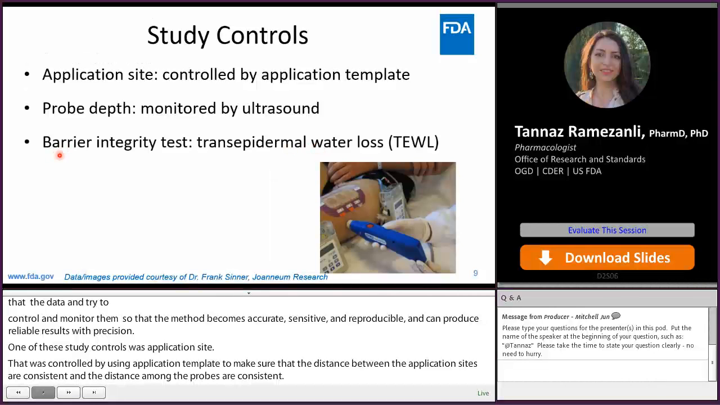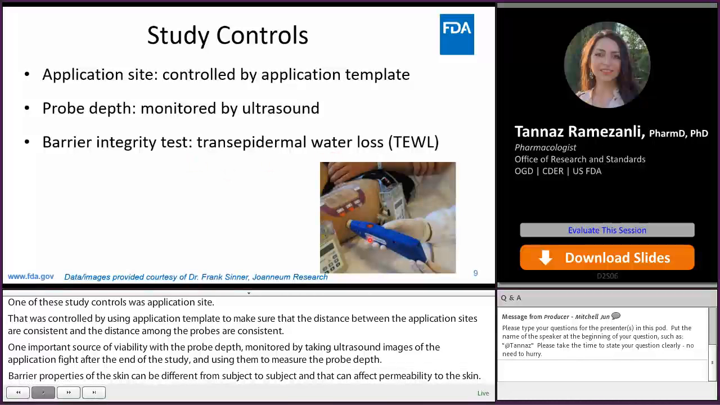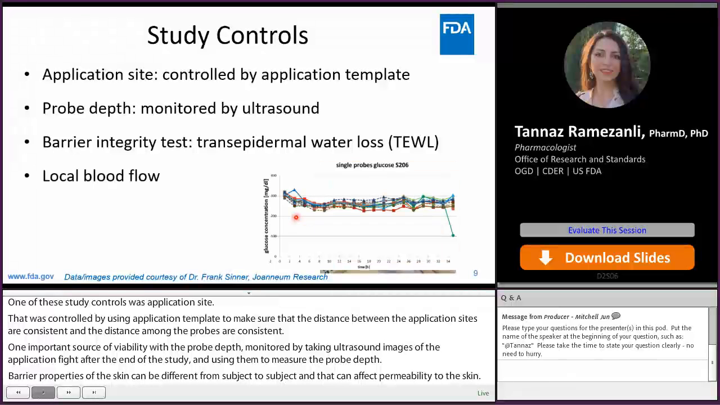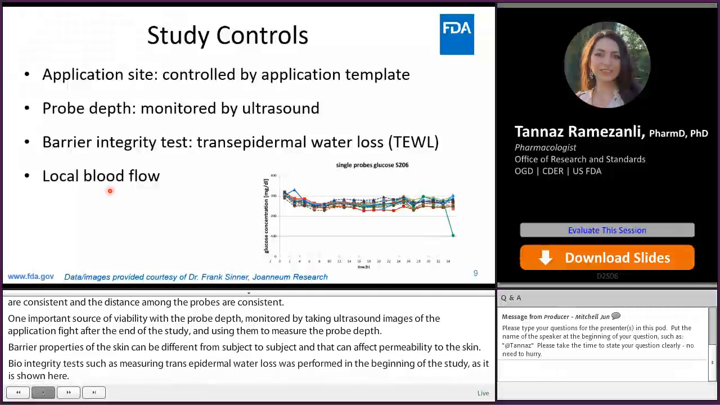Barrier properties of the skin can be different from subject to subject, and that can affect drug permeability to the skin. Therefore, barrier integrity tests such as measuring transepidermal water loss was performed in the beginning of the study, as it's shown here. Changes in the local blood flow can change the clearance rate of drug from the skin and can affect the concentration of the drug that is detected by DOFM probe.